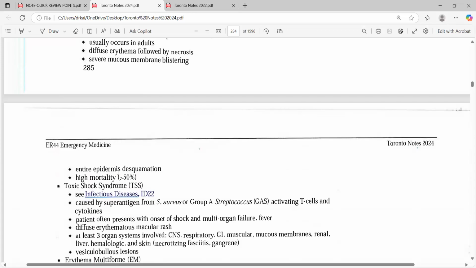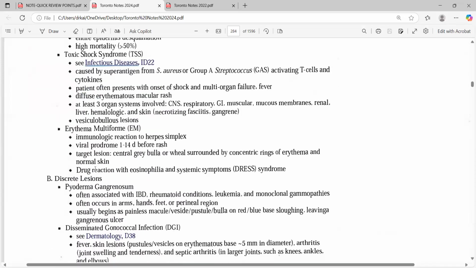Then comes toxic shock syndrome. As I said, it's very important if there is any foreign body, like females who use tampons, or any foreign body that's inserted into the body, like nasal packing, that can be one of the causes leading towards this. Then erythema multiforme, an immunological reaction to herpes simplex. So it mainly comes from this one. There is a large bulla there.